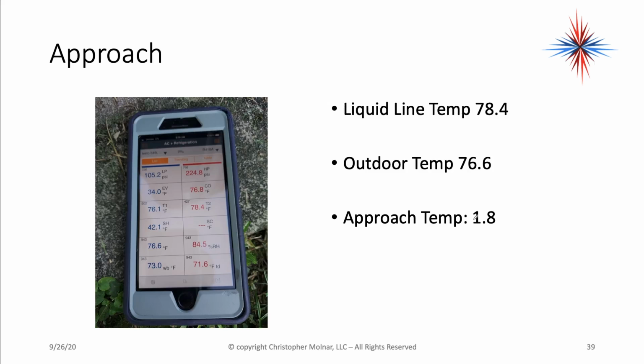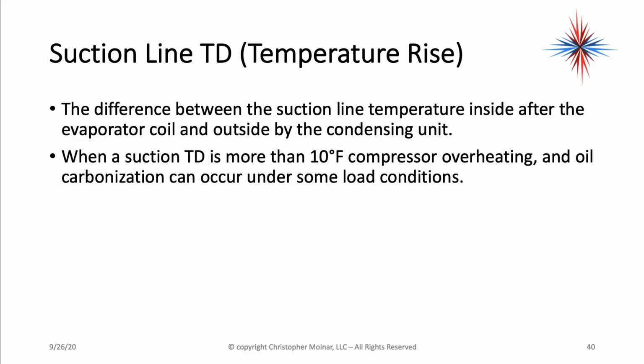Okay, liquid line temperature compared to outdoor temperature. In this case we have an approach temperature of 1.8. Now again, this is really sort of backwards, but the approach temp is 1.8. Now, this system has a 6-degree approach temp, so obviously we again have a problem.